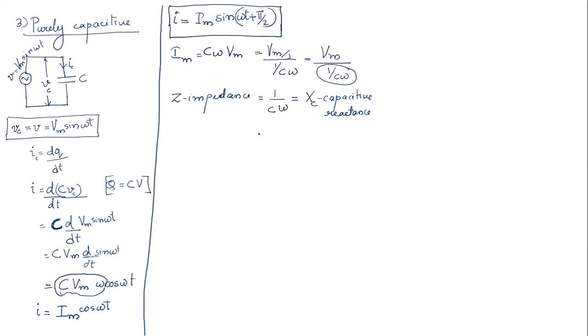And this itself can also be represented as 1 by 2 pi f into C, where 2 pi f is omega. So instead of omega, we can also write 2 pi f. So I hope you understood what is the impedance value. So next we are going to study what is the phase difference between the voltage and the current.